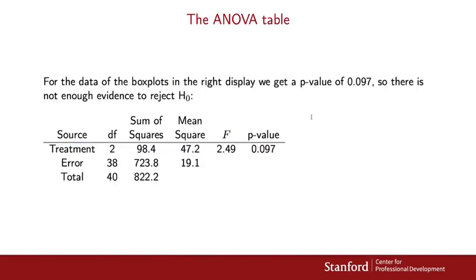In the previous example about peer assessment, when we do the ANOVA for the data in the right-hand display, we get the following ANOVA table. The p-value comes out as 9.7%. Since that is not smaller than 5%, there is not sufficient evidence to reject the null hypothesis. Remember, that was also our impression when we looked at the box plots.